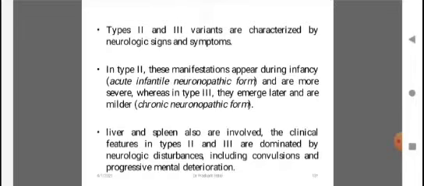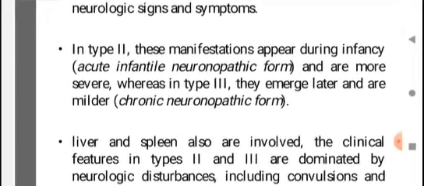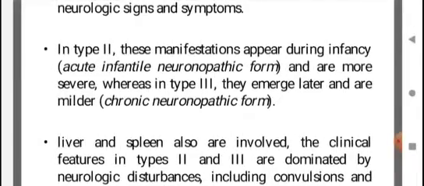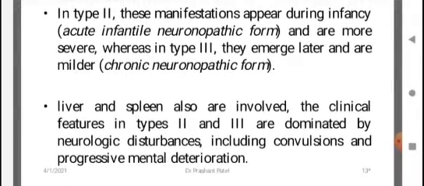Type 2 and 3, these are characterized by neurological signs and symptoms. So remember, type 2 and 3 have neurologic symptoms. In type 2, these manifestations appear during infancy and are more severe, whereas in type 3 they emerge later and are milder. So type 2 occurs in early age group, type 3 in later age group. Type 2 is more severe and type 3 is less severe. Liver and spleen are also involved, and clinical features in type 2 and 3 are dominated by neurological disturbances including convulsion and progressive mental deterioration.